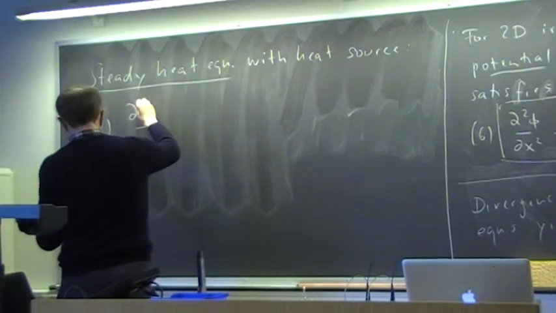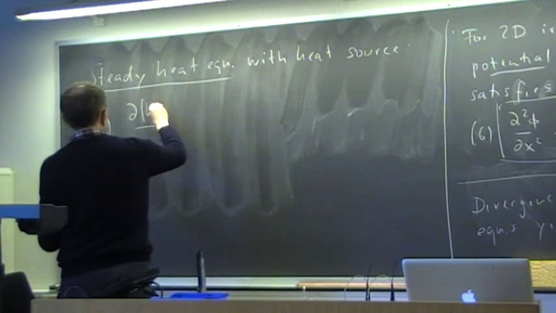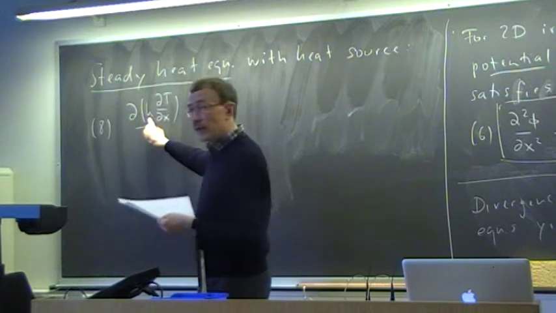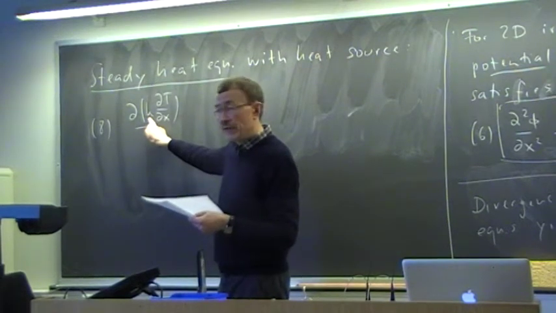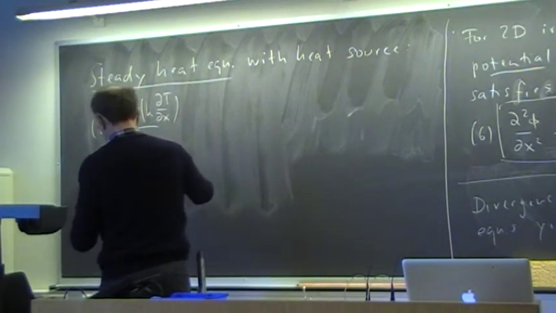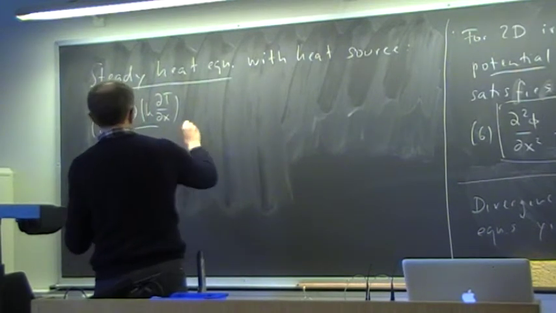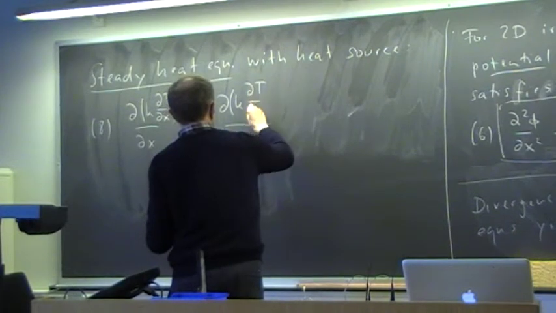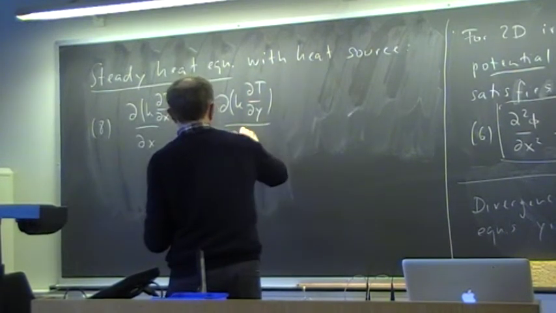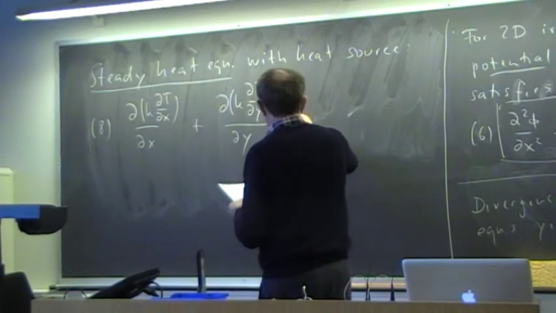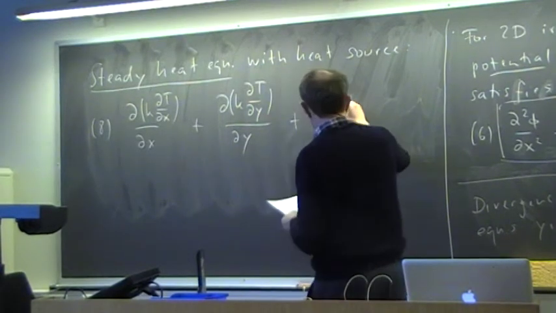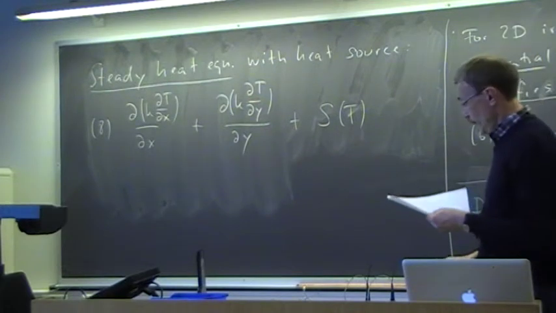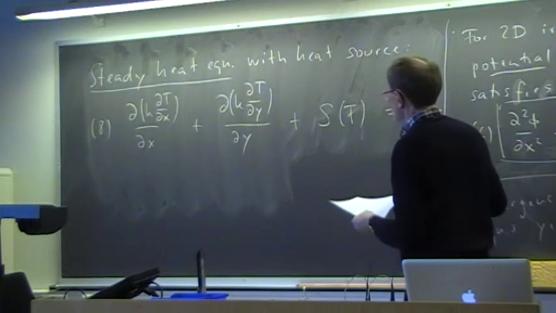We have the derivative of k dT/dx. T is the temperature, and k is the thermal conductivity. So that is with respect to x, plus d/dy of k dT/dy with respect to y. And we add then some source term which might even depend on temperature itself, and then that is 0.